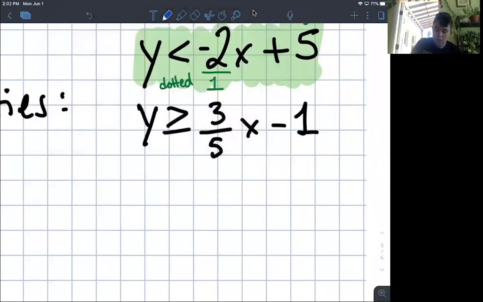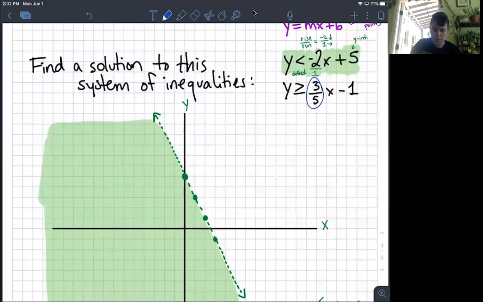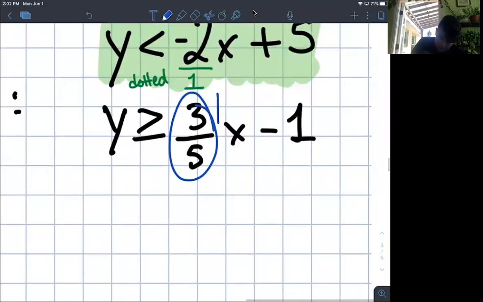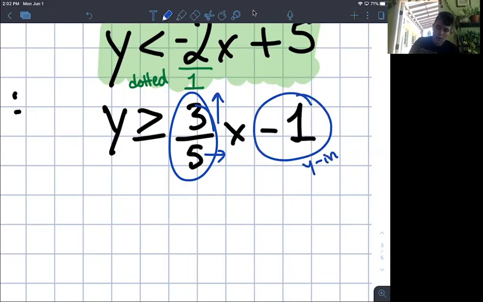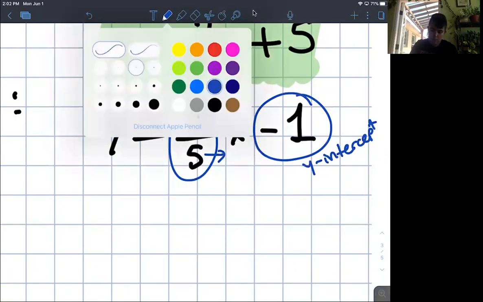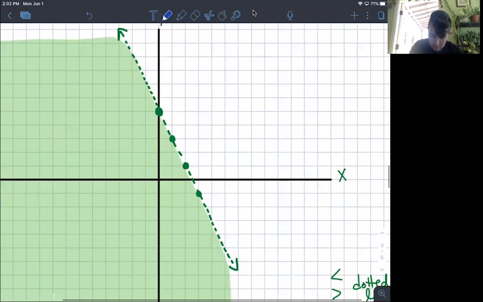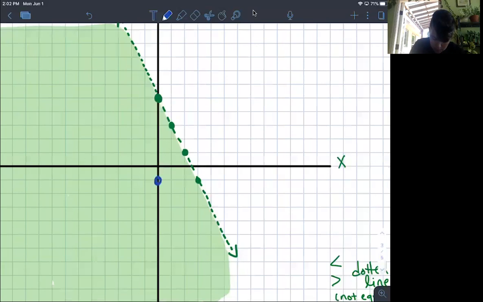So our slope is going to be, I'm gonna go up 3 for my rise and over 5. Now I'm going up 3 since it's a positive 3, right? And then -1 is going to be my y-intercept. Okay, so let's go ahead and graph that guy. So we're starting at -1. So let's go down here to my y-axis. I'm gonna go to -1, which is right there.